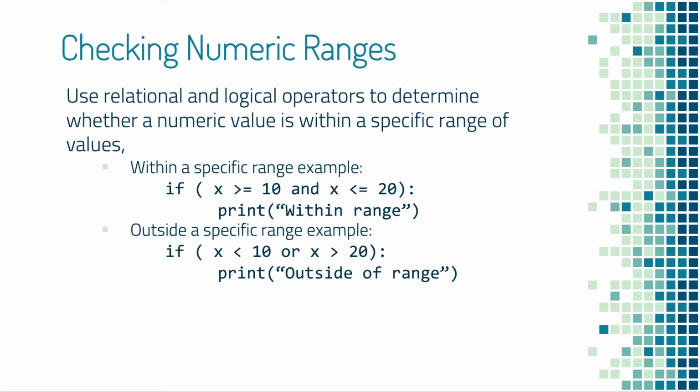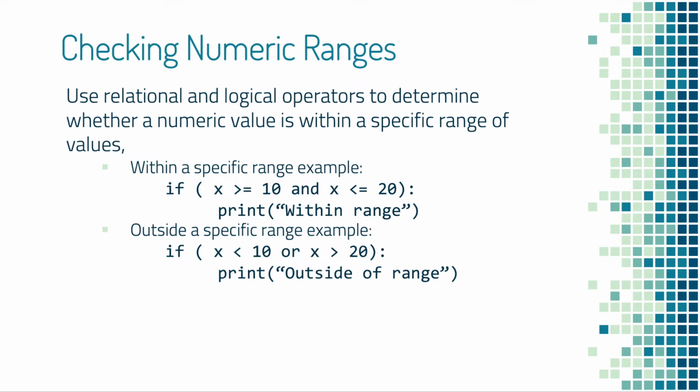All right, so given this as an example, we can use these logical operators to check a numeric range. So we can say right here, if we want to be within a specific range, let's say between 10 and 20, we can say if x is greater than or equal to 10 and x is less than or equal to 20, then we can say, hey, we're within a range.